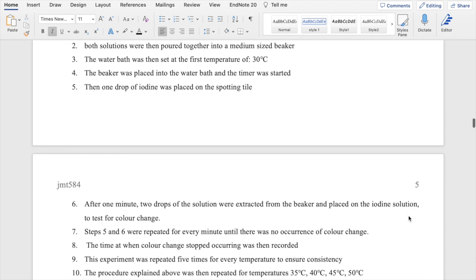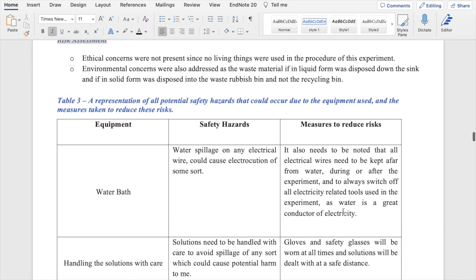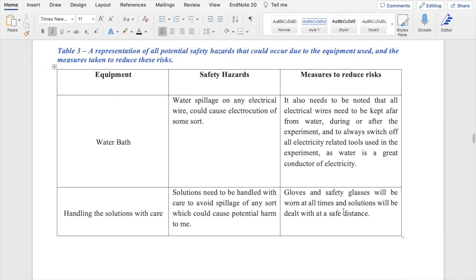The risk assessment is quite easy. It's just the ethical concerns that were present, environmental concerns that were present, just straightforward. And then the table, you've got to ensure that you emphasize the equipment you used, the safety hazards that were present, and how you reduce the risk of this. It's pretty straightforward.